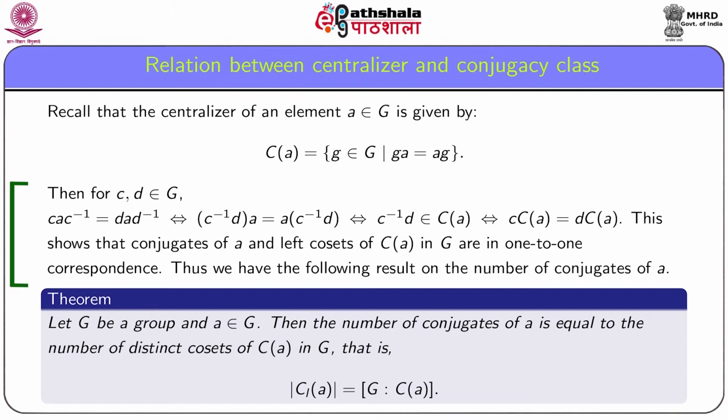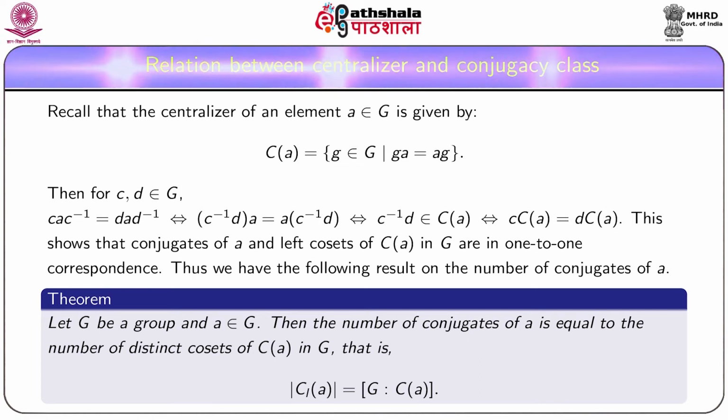This shows that two elements c, d in G give the same conjugate of a if and only if they give the same left coset of C(a). In the following theorem, we establish that the number of distinct conjugates of a is equal to the number of distinct left cosets of C(a) in G.